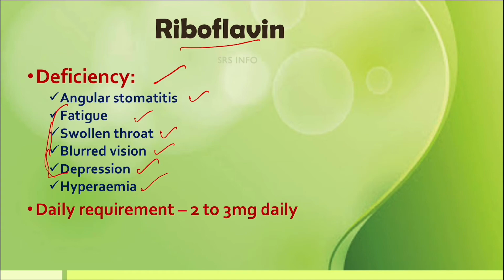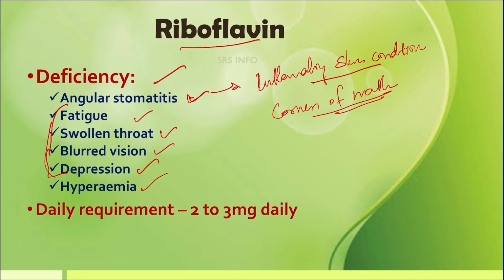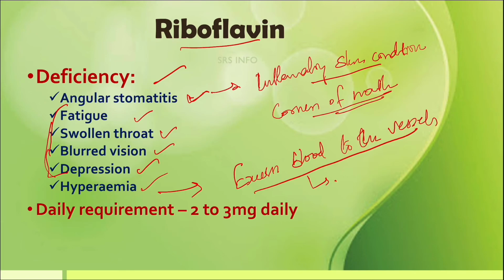And what about angular stomatitis? This is an inflammatory skin condition which affects the corners of the mouth. Okay, this causes irritated and cracked sores. And hyperemia is the excess of blood in the vessels supplying an organ or other part of the body. This is hyperemia, excess blood circulation to the vessels of a particular organ or a particular part of the body. These are the diseases caused by riboflavin deficiency.